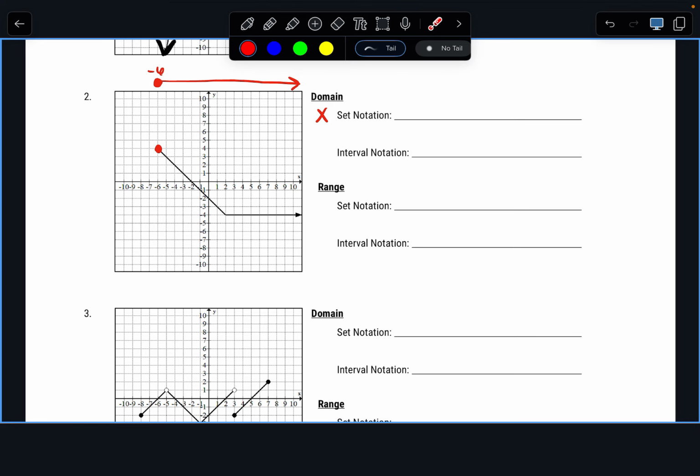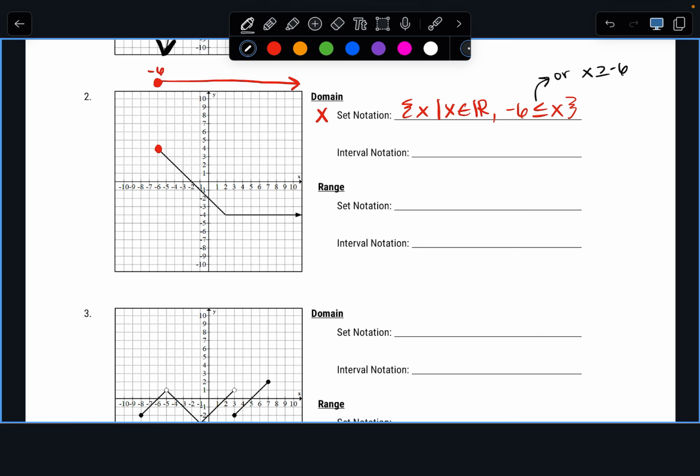So that means it's going on forever. So when I write the inequality notation, I'm going to start off with set x. X is an element of all real numbers. My first value is going to be -6. And because it is a filled in circle, I'm going to include the equal to. So -6 less than or equal to x. You can also, and just a little note here, say x is greater than or equal to -6. Same thing.